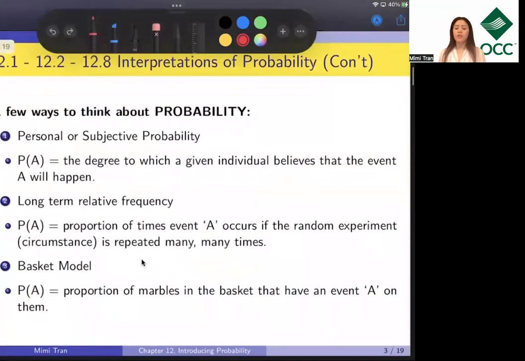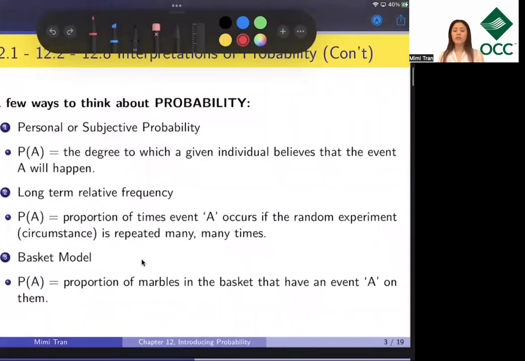Okay, there are a few ways to think about probability. The first one, which is my least favorite, is called personal and subjective probability. If you denote the probability of an event, you call it P of something, so here we're going to call it P of A. P of A is the probability that a given individual believes that the event A will happen.